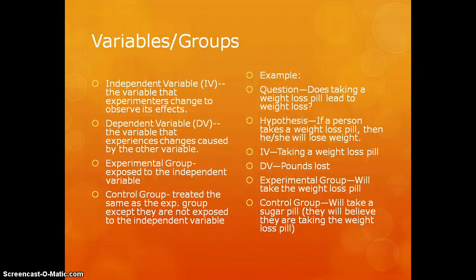Now, it's best not to tell them which group they're in. That way they both believe that they're taking the pill. That's why the control group is not exposed to the independent variable, in that they're not going to take the weight loss pill. They're controlling the situation. But they still need to believe that they're taking a pill, so they would give them a sugar pill, but the people are not going to know that it's a sugar pill. They're going to believe they're taking the weight loss pill.